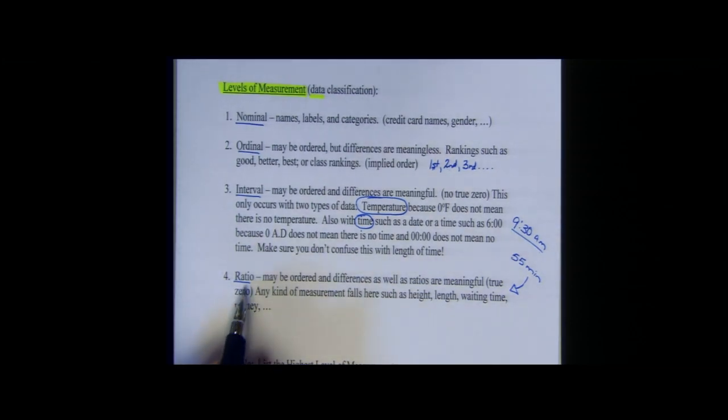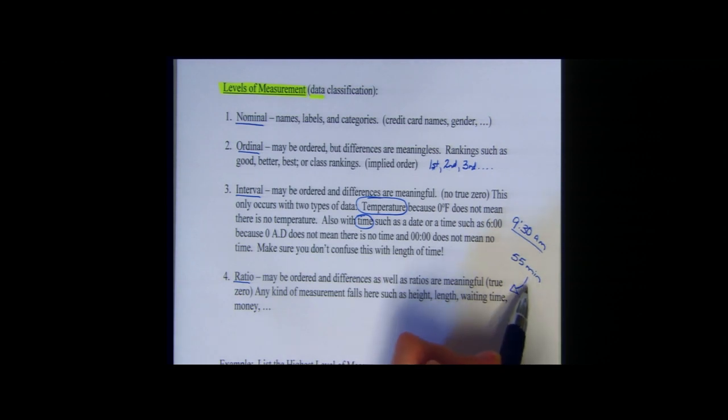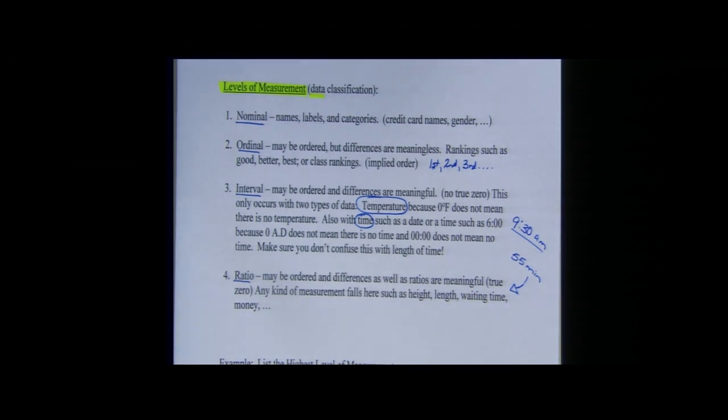So the last one is ratio, which can be placed in order. Differences as well as ratios are meaningful, and there is a true zero. So 55 minutes before class began, class had lasted 0 minutes. And then as class proceeded, you began to add minutes. So that's why that one is considered ratio. These are also some other examples: height, length, waiting time, money.